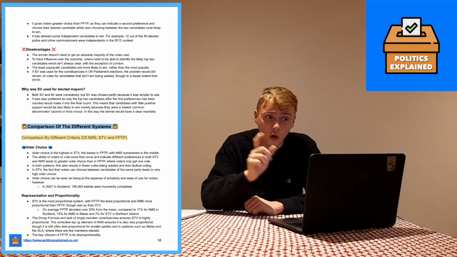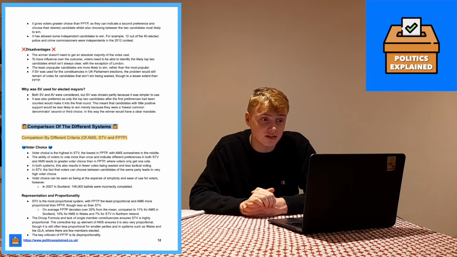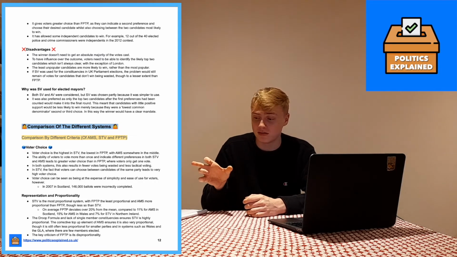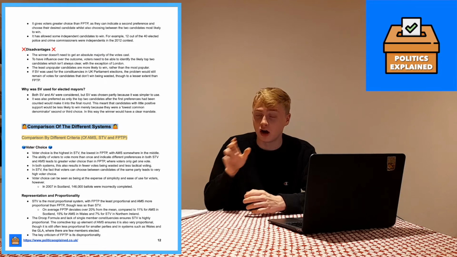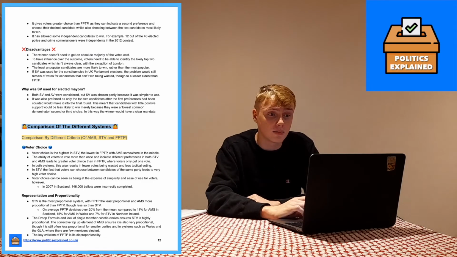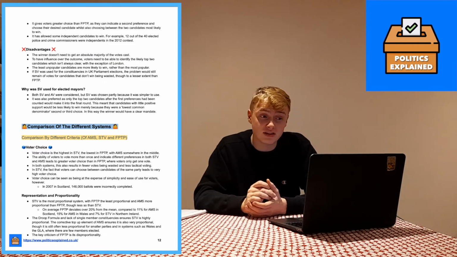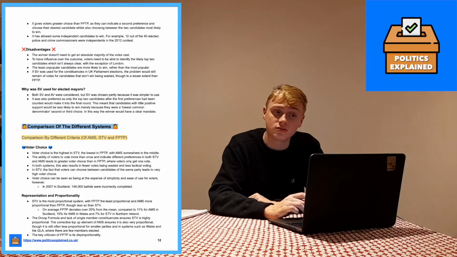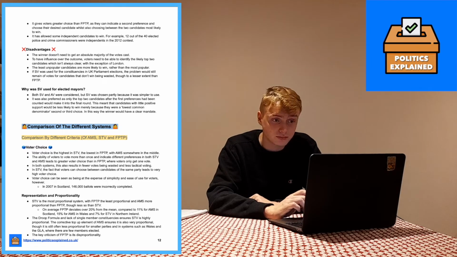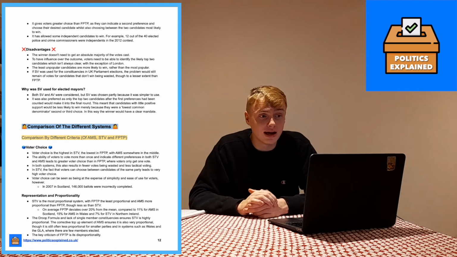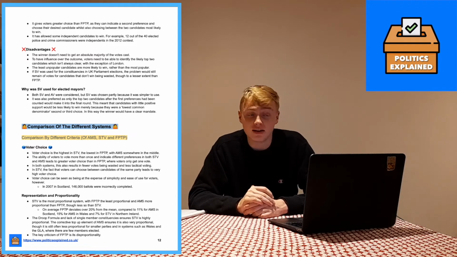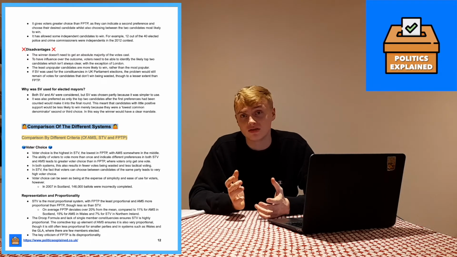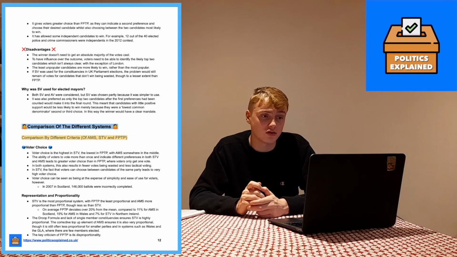So on average, first past the post deviates over 20% from the mean. So that's 20% from a direct correlation between votes and seats, compared to 11% for AMS in Scotland, 15% for AMS in Wales, and only 7% for STV in Northern Ireland. So STV really is the most proportional system, with first past the post by quite a way the least proportional. In STV, the Droop formula and multi-member constituencies mean it's highly proportional, whilst you can see the same for the corrective top-up element of AMS.